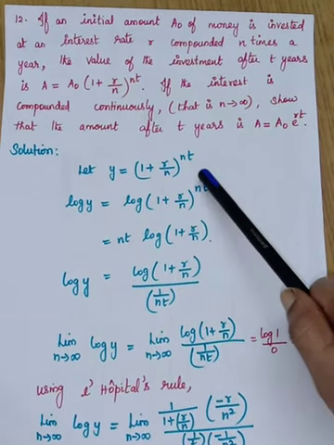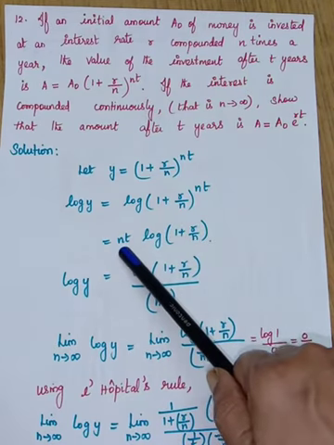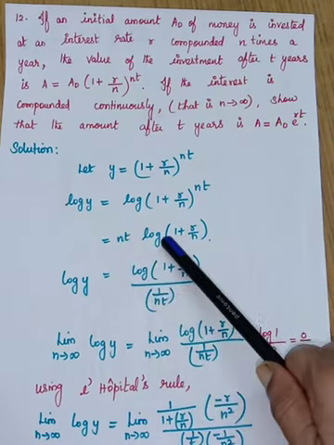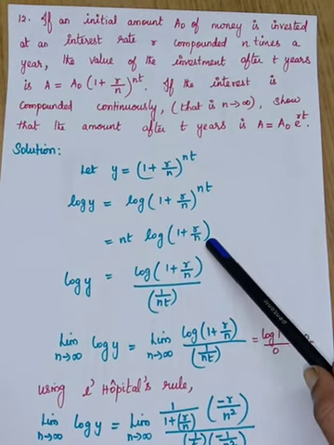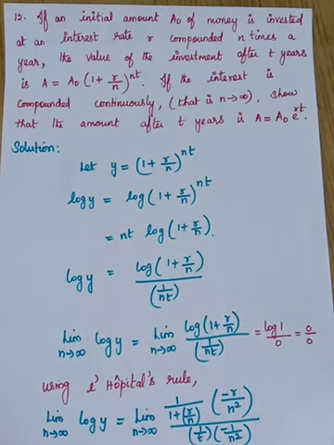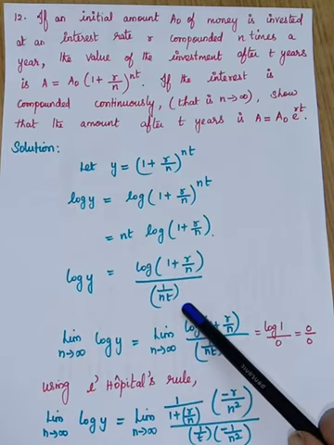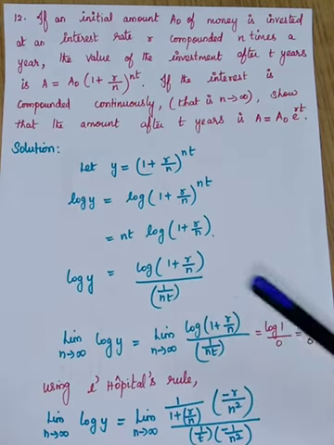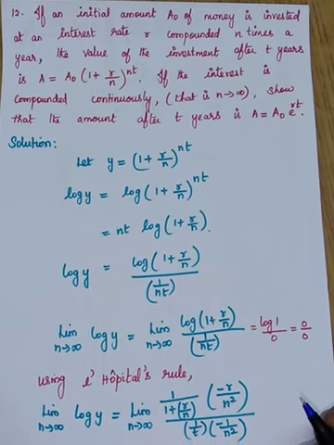According to the logarithmic formula, this power we can write in the front. So nt into log of 1 plus r by n. We have to arrange the function in the form of f of x by g of x, so this nt can be written as 1 by nt. Next, you have to apply the limits.